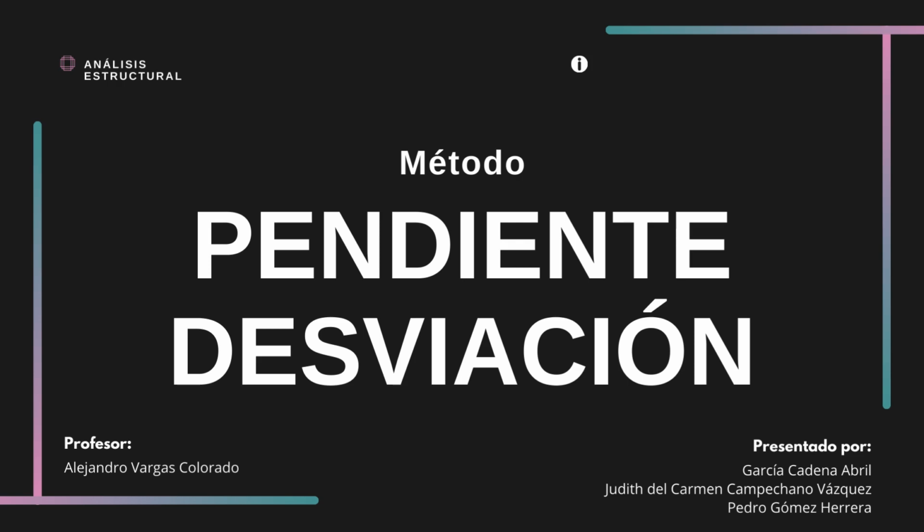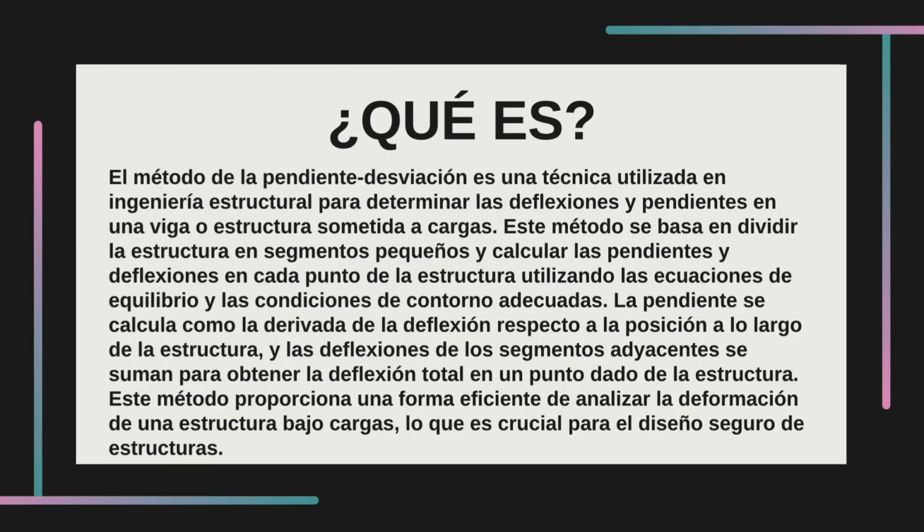Slope deflection method. The slope deflection method is a technique used in structural engineering to determine the deflections and slopes in a beam or structure subjected to loads. This method is based on dividing the structure into small segments and calculating the slopes and deflections at each point of the structure using the equations of equilibrium and the appropriate boundary conditions.